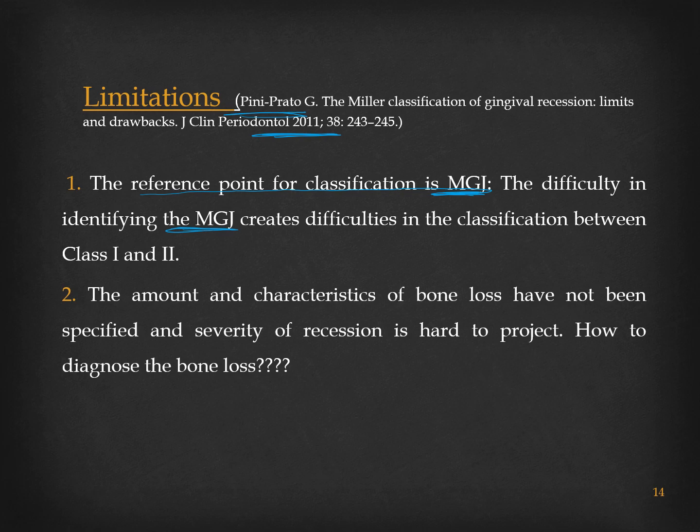Second is amount and characteristic of bone loss. So we have seen that in class 3, Miller has mentioned that there is loss of interdental periodontal attachment. And in the class 4, they have mentioned that it's severe loss of attachment. So actually, they have not specified any kind of severity and the characteristic of bone loss or the amount of bone loss, so that we can distinguish between class 3 and class 4. So it is very difficult to keep a particular recession either in class 3 or in class 4.